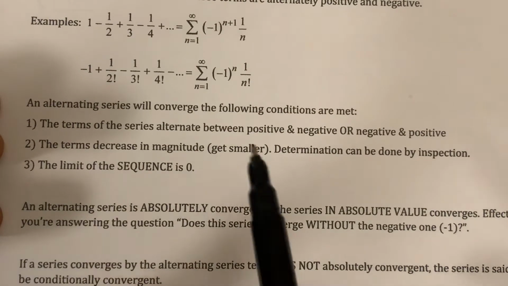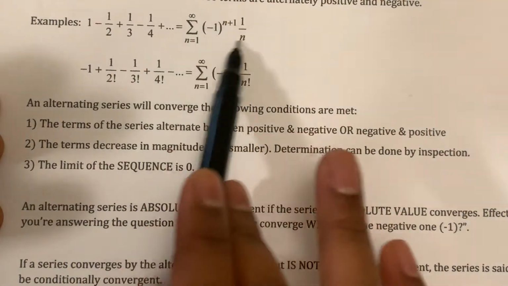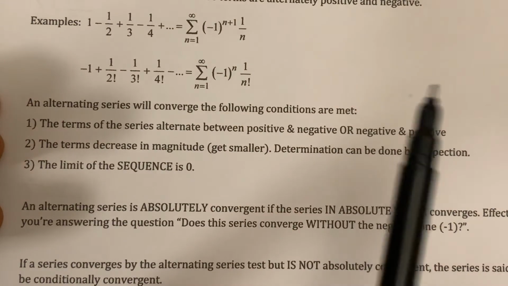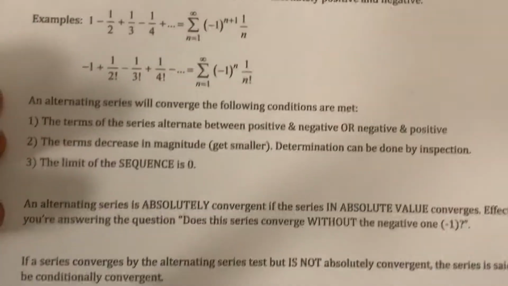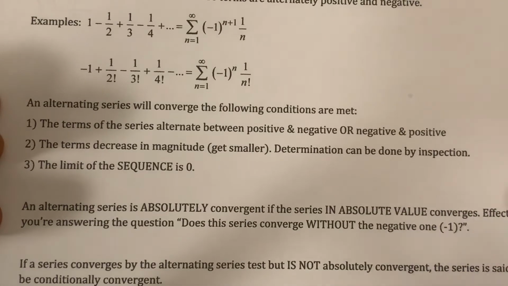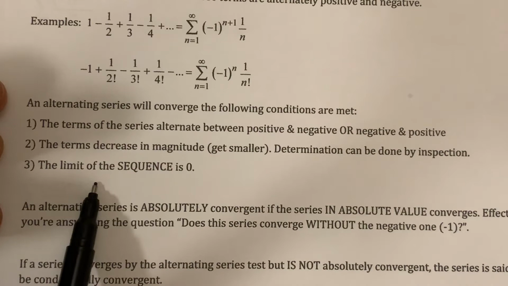And the third and the most crucial one is that the limit of the sequence that generates the series has to be 0. So in the previous video, we talked about the nth term test for divergence, where we said that if the limit of the sequence was not 0, then the series was divergent. That's going to be crucial for the alternating series.